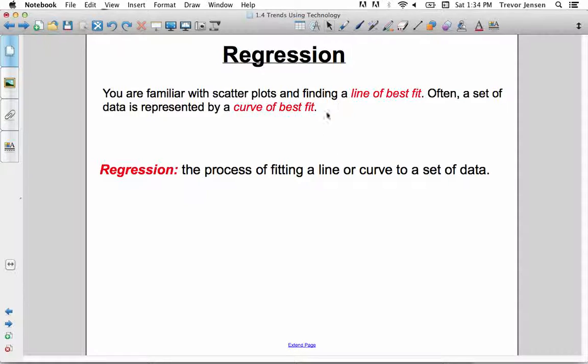Okay, you've heard me say the word regression. So what does this word regression mean? Well, regression is simply the process of fitting a line or a curve to a set of data. So a line of best fit isn't always going to be most appropriate for showing the trend in data. Sometimes a curve of best fit will be more appropriate. For the example that we do on the calculator, we're going to perform a linear regression. But I just want to show you an example that demonstrates how a curve of best fit could be better suited to show the trend in the data.